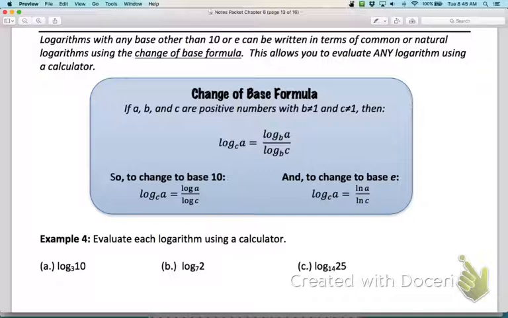The last thing is the change of base formula, and I'm going to go ahead and put that in a second video. So you've seen the condensing, you can get started on that, and then the change of base formula is the last thing you'll want to look at.